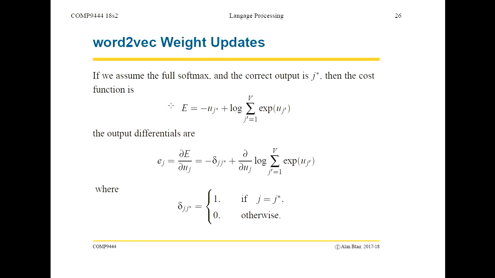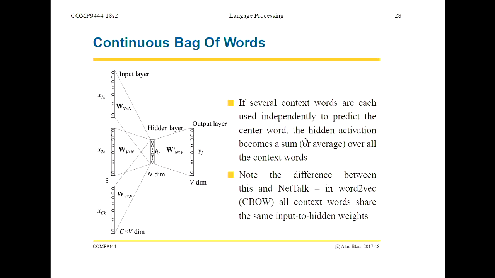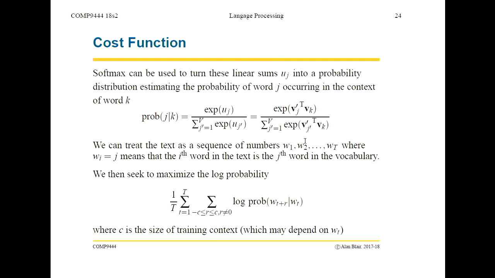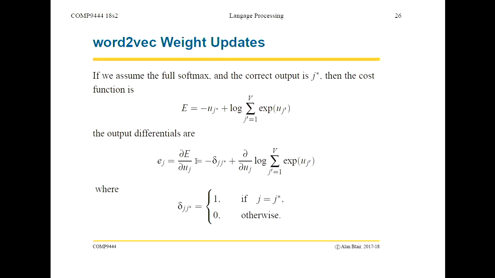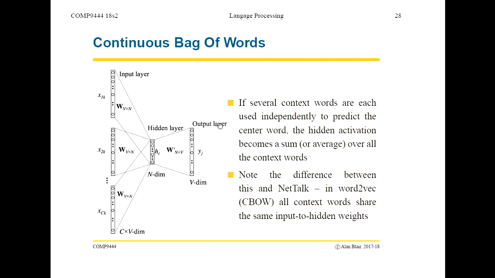I just went through these equations here, which you can look at yourself, and then I was just explaining the difference between the skip-gram model and the continuous bag of words. So this is the continuous bag of words. So the output is the center word, the input is the 10 surrounding words.